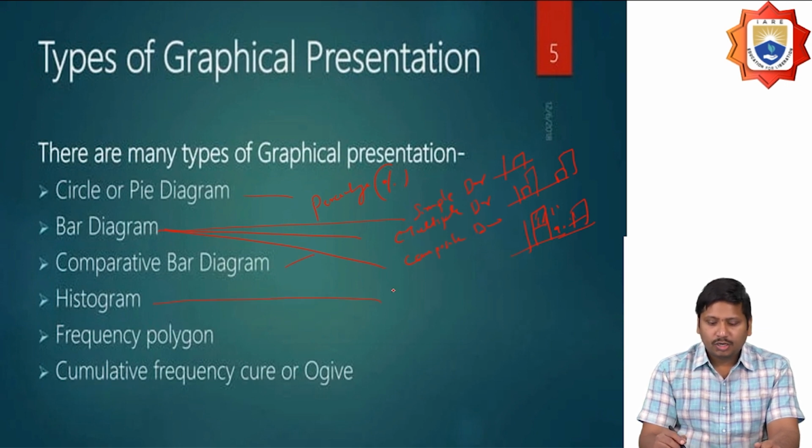A histogram is nothing but representing the bars without any gaps between them, and joining the midpoints of all these bars gives the frequency polygon. After eliminating the bars, the curve we obtain is the frequency polygon. The cumulative frequency curve is calculated based on relative frequencies.